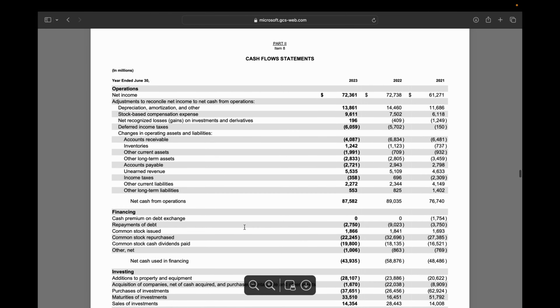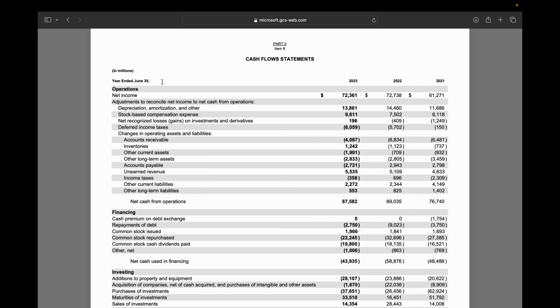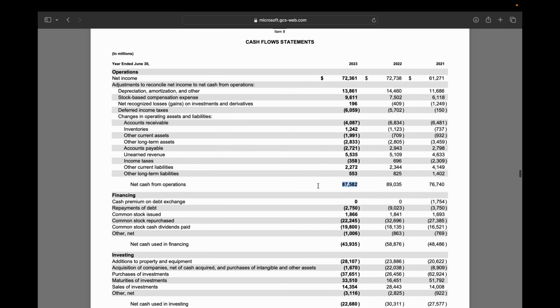As you can see here on Microsoft's cash flow statement for the year ended June 30th, 2023, the cash flow statement begins with the net income from the income statement. Then the cash flow statement adjusts for non-cash expenses like depreciation and amortization, stock-based compensation, non-recurring expenses, and operating capital changes to arrive at the cash flow from operations.